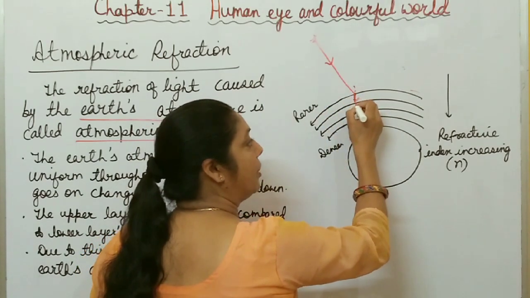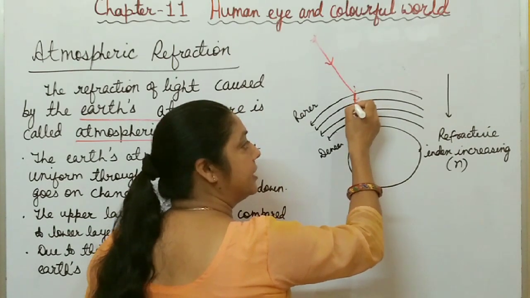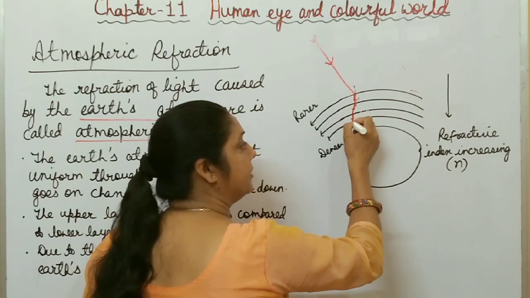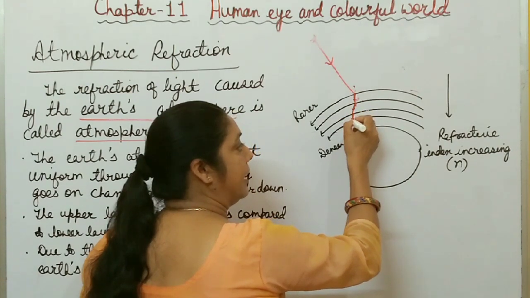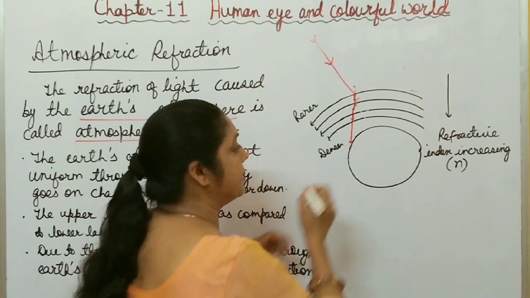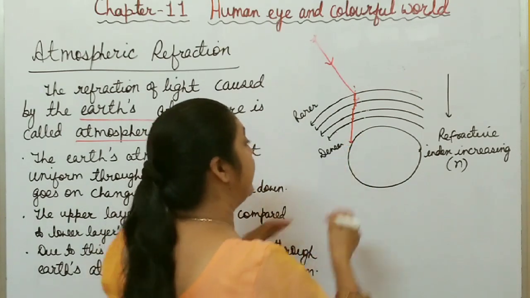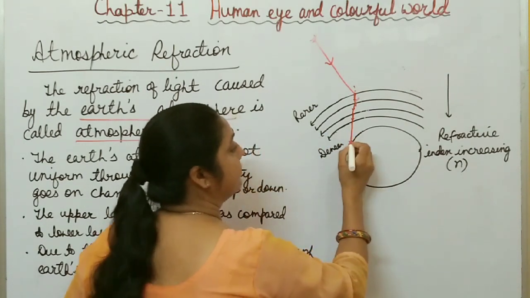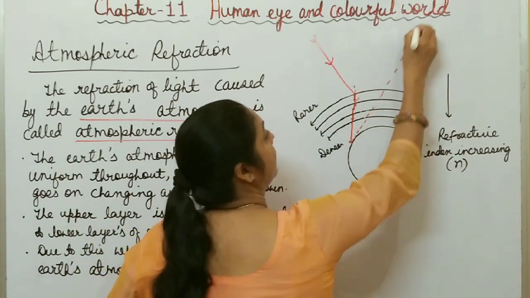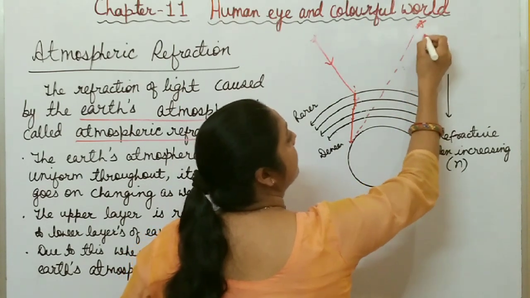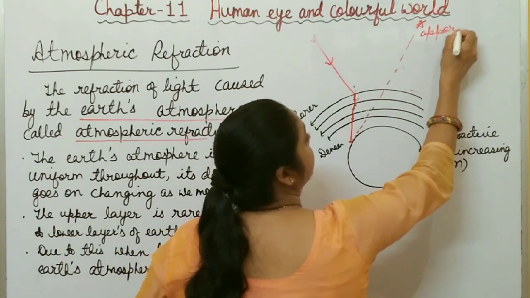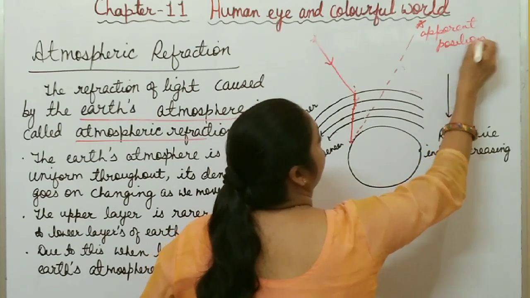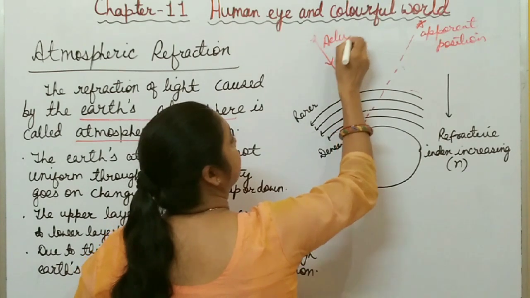Again at this point you draw one normal. Instead of going like this, again it changes its path. So in this way, at different layers of the atmosphere, it changes its path, and when it reaches, suppose the observer is at this point on the Earth. When light reaches the observer, it appears to come from this position, and this one is the apparent position of the object, and this one is the actual position, right?